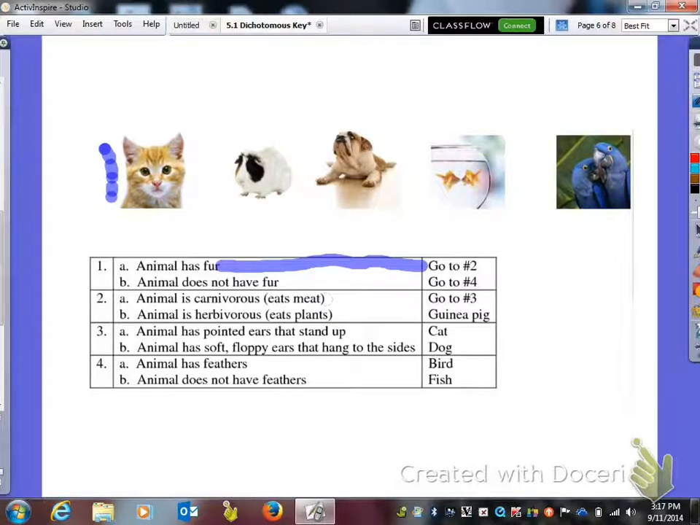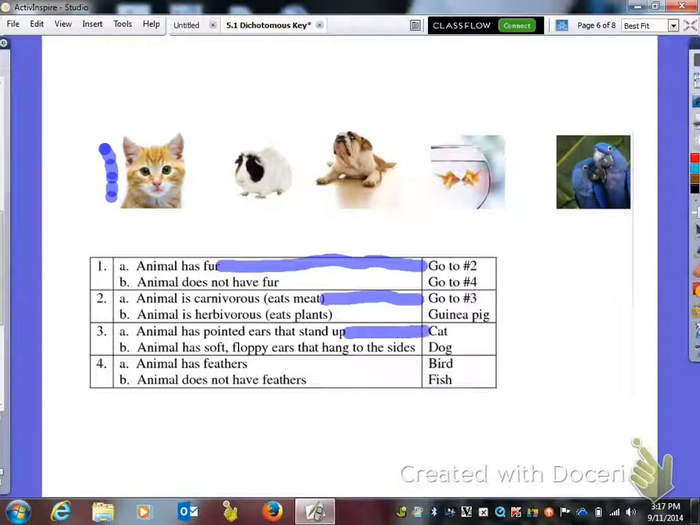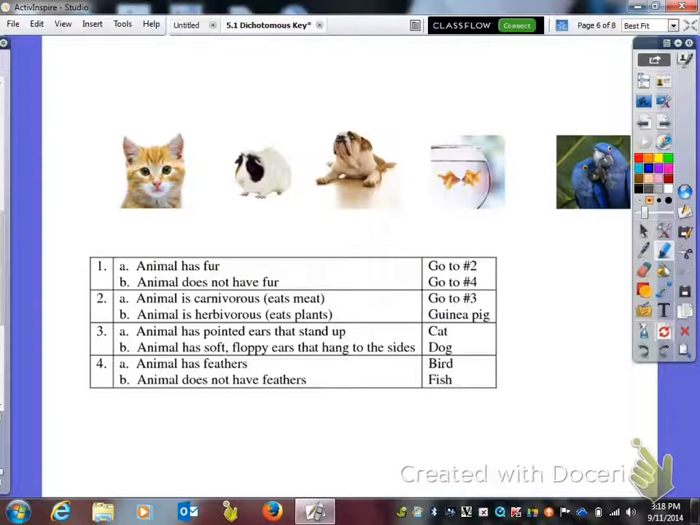Of course, our kitty cat here, we know, eats meat. So then it says to go to number 3. Oh, goodness. Sorry about that. Oop, there we go. All right, so we go to number 3. Animal has pointed ears, it stands up. Guess what? Ours does. So then we know that ours is a what cat? So you need to write cat. All right. So that's the first one.